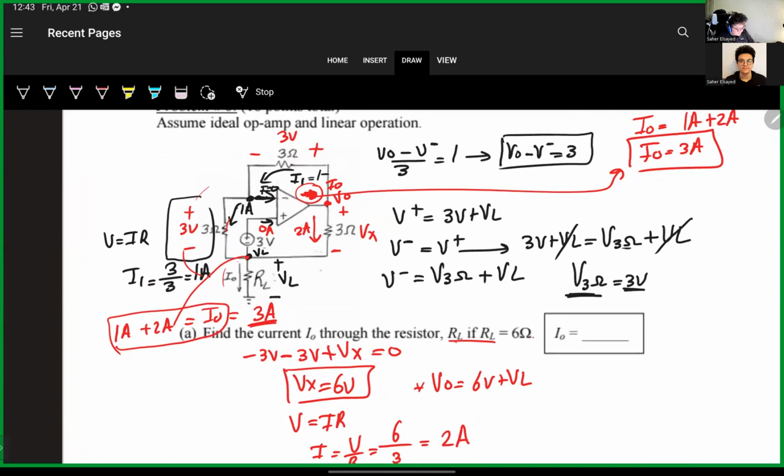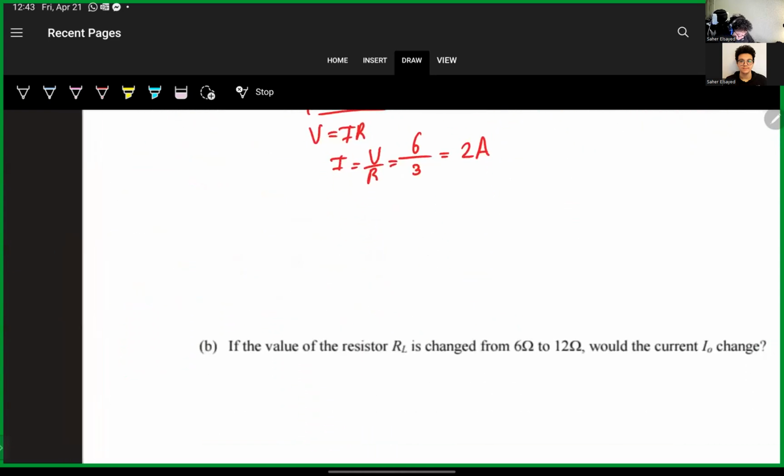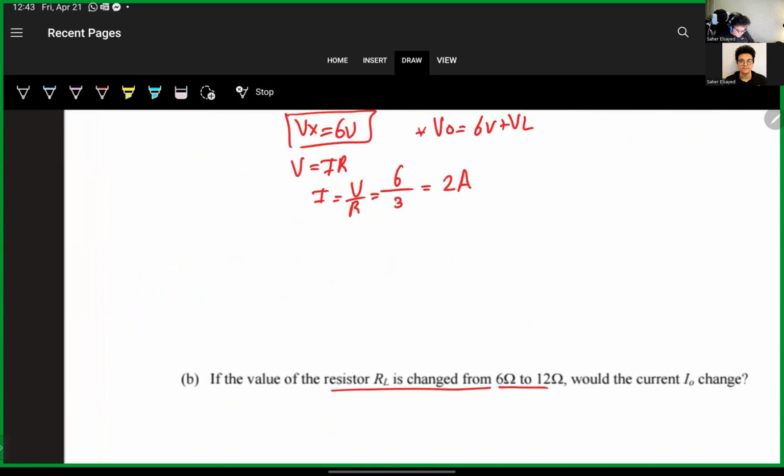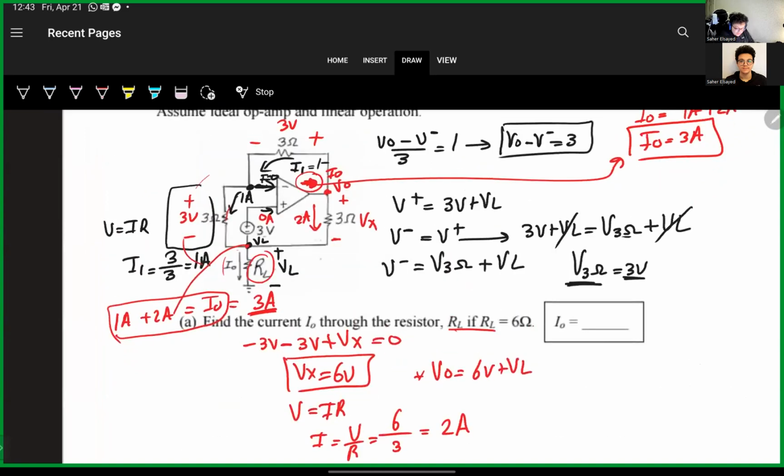Simple enough, right? The second part is saying, if the value of the resistor RL changed from 6 to 12, would IO change? No. Did we even use the value of 6 here? We didn't even use that resistor. All we did was figure out the current going in here, the current going in here, and we added them together, and that's how we get it. This question is a little tricky. So review it, go back in the recording and watch it again, step by step, to see what happened.